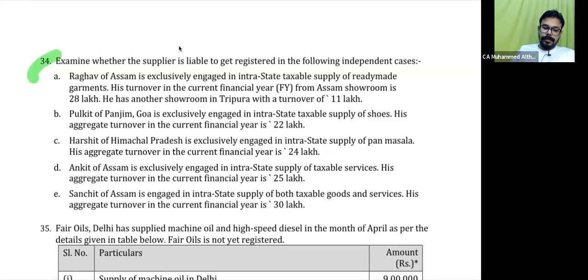And the fifth one, E, goods and service. If it is goods and service, what would be the limit, buddies? 20, right? So it is 30 lakh. So they are liable for registration. Yes, very good.